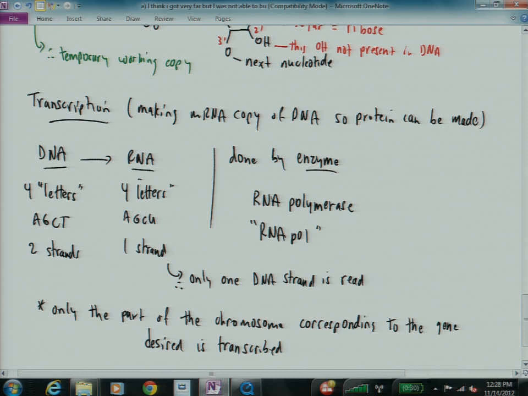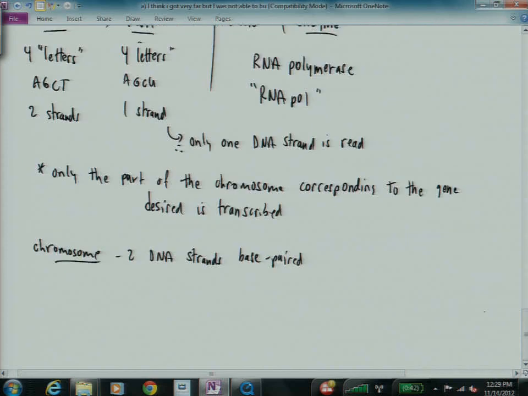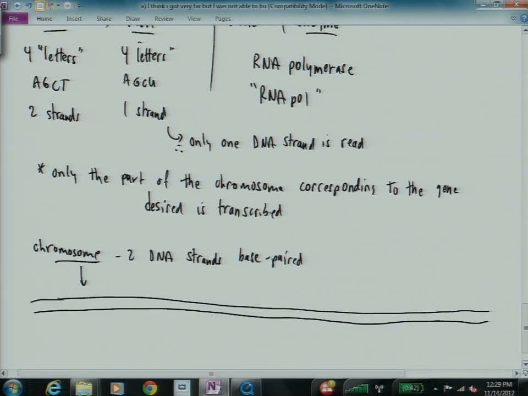So let me draw a schematic of this and then go into final level of detail. If you have a chromosome, it's 2 DNA strands that are base paired. Right? And if you look at one gene, so the chromosome is a long piece of DNA. And I'm not going to draw them all in. There's zillions of base pairs, thousands at least. And it extends off in both directions. Okay?